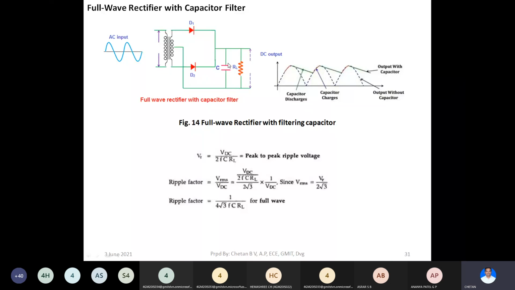When the value of this capacitor voltage becomes less than the applied voltage, or the secondary voltage of the transformer, then the diodes would start conducting, and again the capacitor would start charging in this direction, either through D1 or through D2, right?